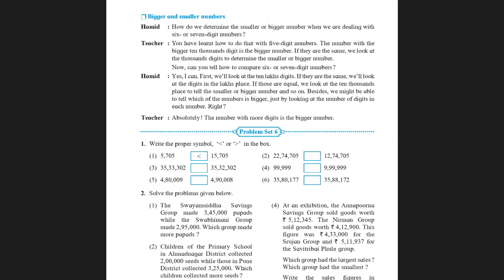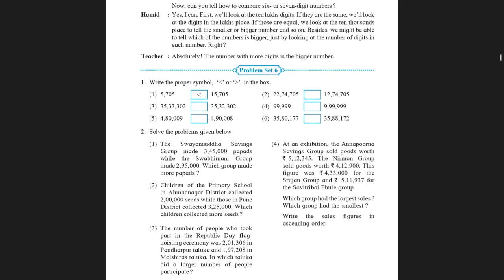We start with the first question in the problem set 6. Write the proper symbol in the box. Now the first question, 5,705, 15,705. In the first number to your left, there are 4 digits. The number to your right, there are 5 digits. The 4-digit number is always lesser than the 5-digit number, and therefore 5,705 is smaller than 15,705.